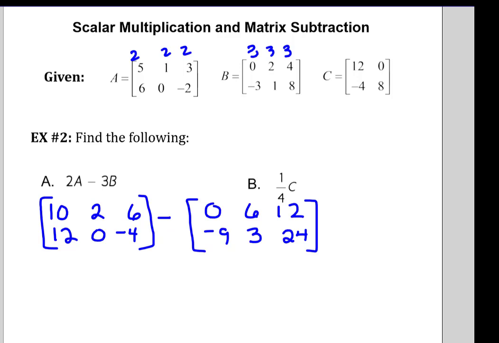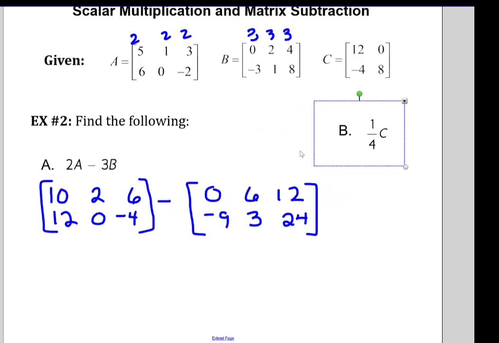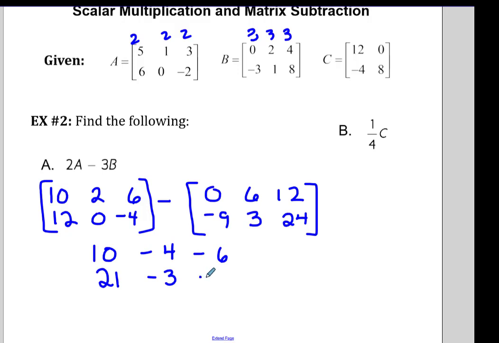Now, putting that together, I'm going to move this piece here. Putting that together, we would have 10, negative 4, and negative 6, and then 21, negative 3, and negative 28 for our final 2A minus 3B. Now, if it helps you, you could change this to addition and go through and distribute the negative sign to each one of those elements, and that may help you ward off any errors there.